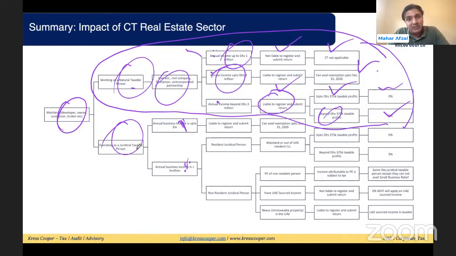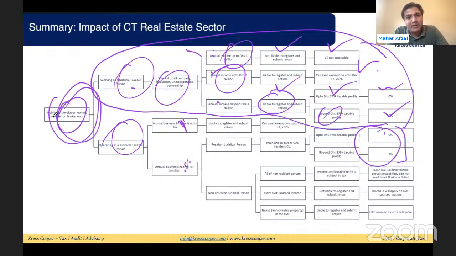If it is a resident juridical person on the mainland, then up to 375,000 the rate is 0%, and beyond that it will be 9%. Keep in mind, I have not included the qualifying free zone person here. We are discussing the mainland developer, owner and contractor.